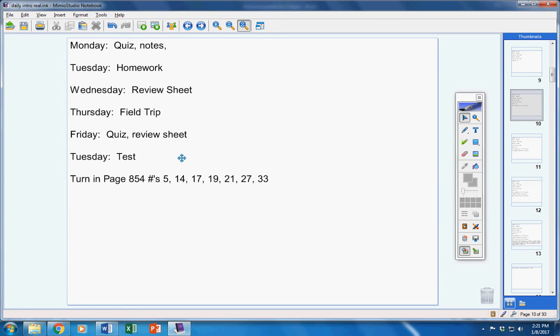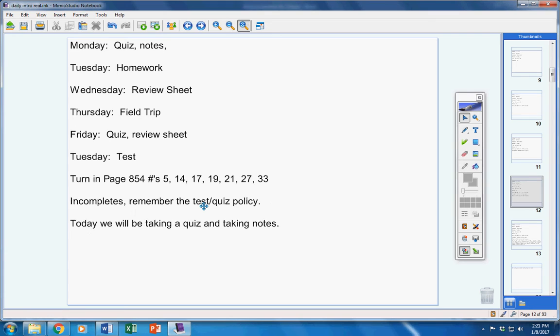At this time, please turn your homework in from over the weekend if you choose to, all right? There are no incompletes at this time. Now remember, if you're in the room, no matter how many days you've been absent, if you're in the room on the day of a test or quiz, you will take the test or quiz unless you contacted me before that day. So please keep that in mind, okay?